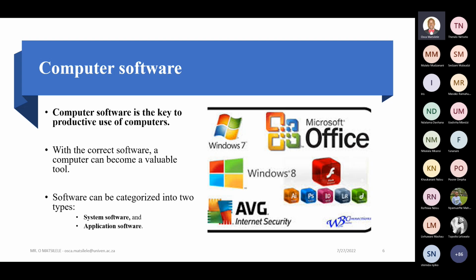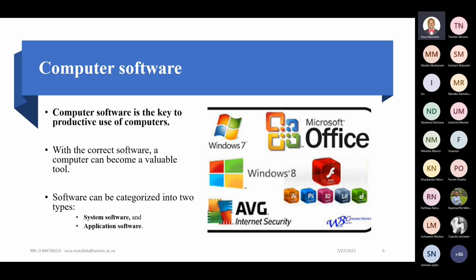So just imagine you buy a new phone, and in that phone you don't have any software like WhatsApp or Microsoft. It means that you are not going to participate in this meeting if you don't have Microsoft Teams. So you can see that computer software is the key to productive use of a computer.